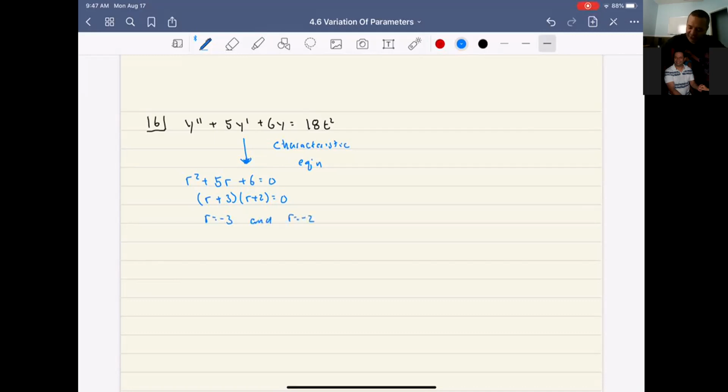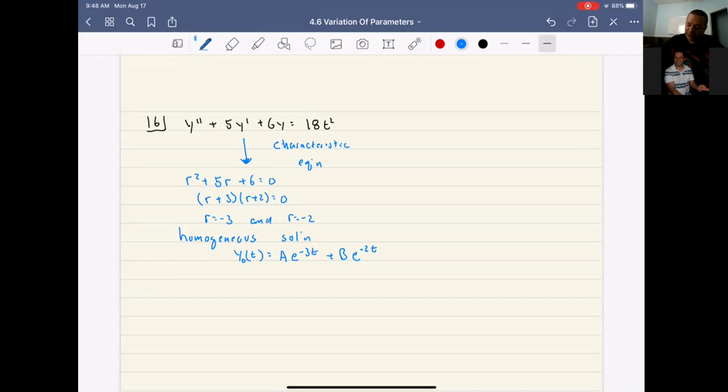So the homogeneous solution is going to be y of t, let's put y0 of t equals a e to the -3t plus b e to the -2t. Okay, matches up with what I got last time. Okay, so now let's take a look at that particular solution.